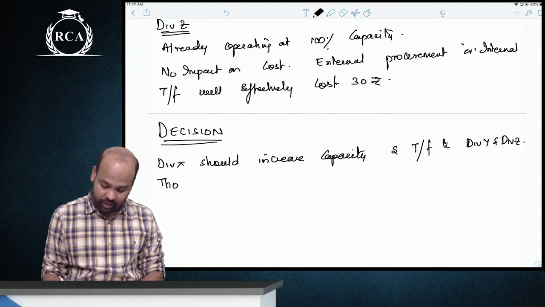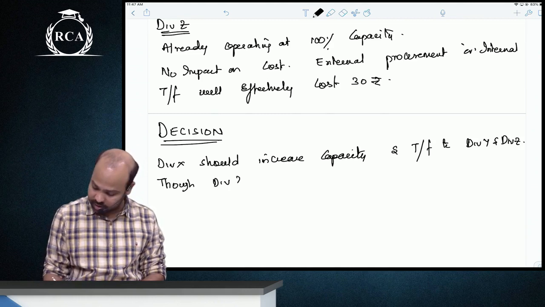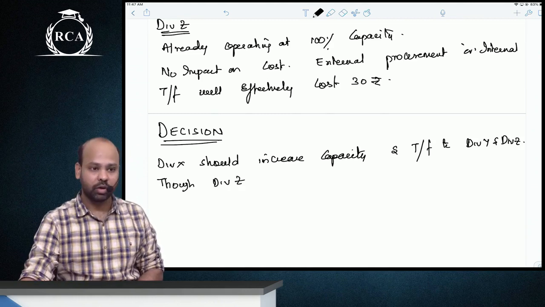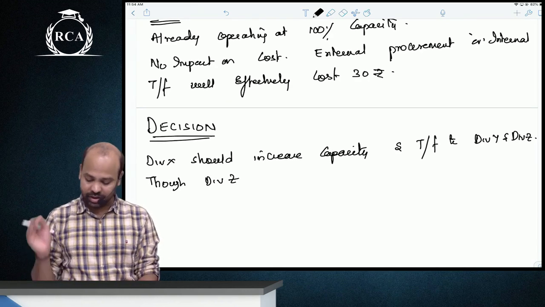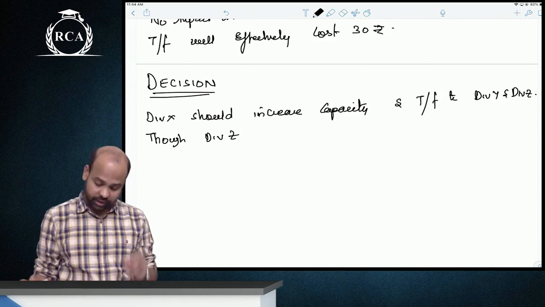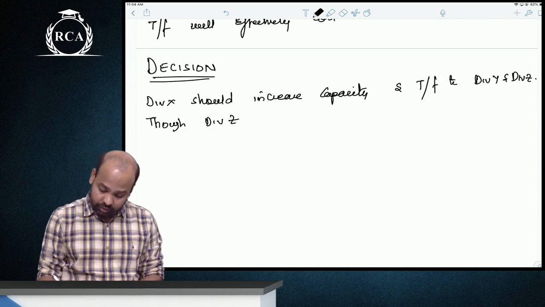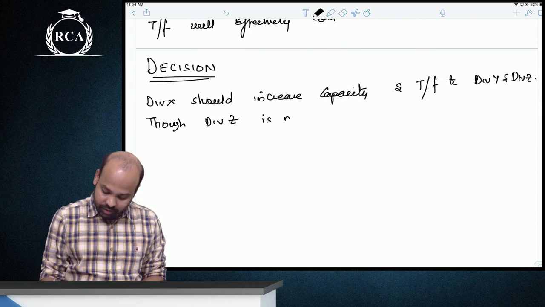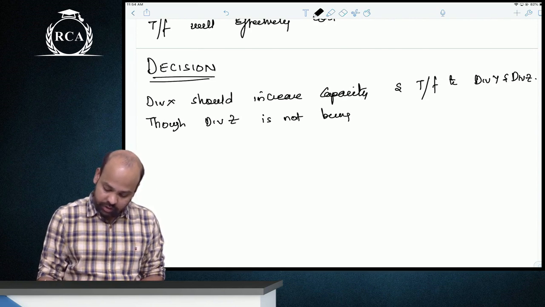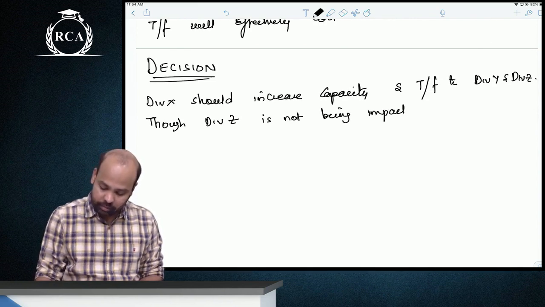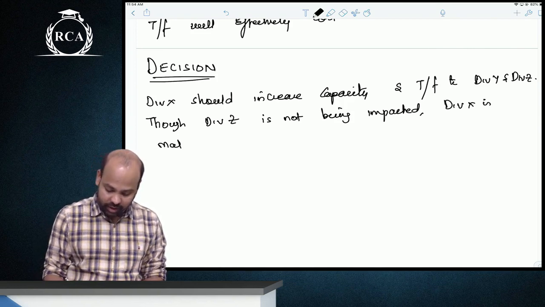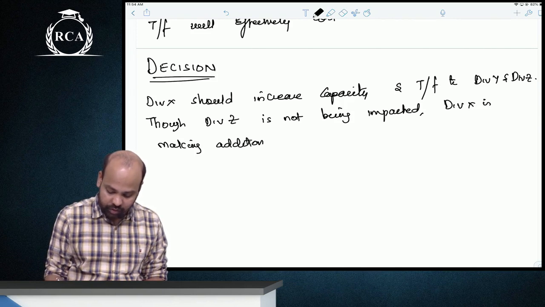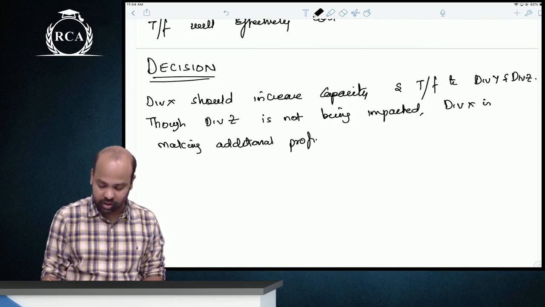Please understand, beta, listen guys. Division X should increase capacity and transfer to division Y and division Z. Please understand guys, though division Z is not being impacted, division X is making additional profits on such transfers.